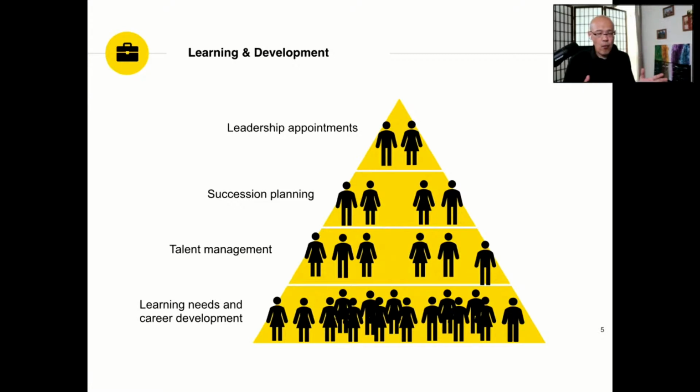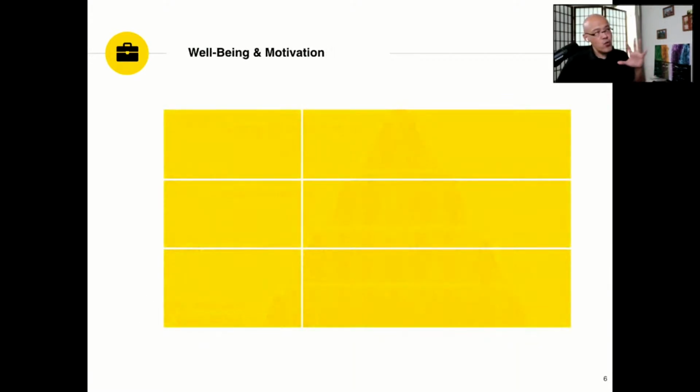So this is one way of looking at both a top down as well as a bottom up approach. Now the other thing that you want to look at is staff engagement, and this has to do particularly with well-being and motivation. You want to look at it from the angle of your school culture. Now, what does school culture mean? What does an organizational culture mean?